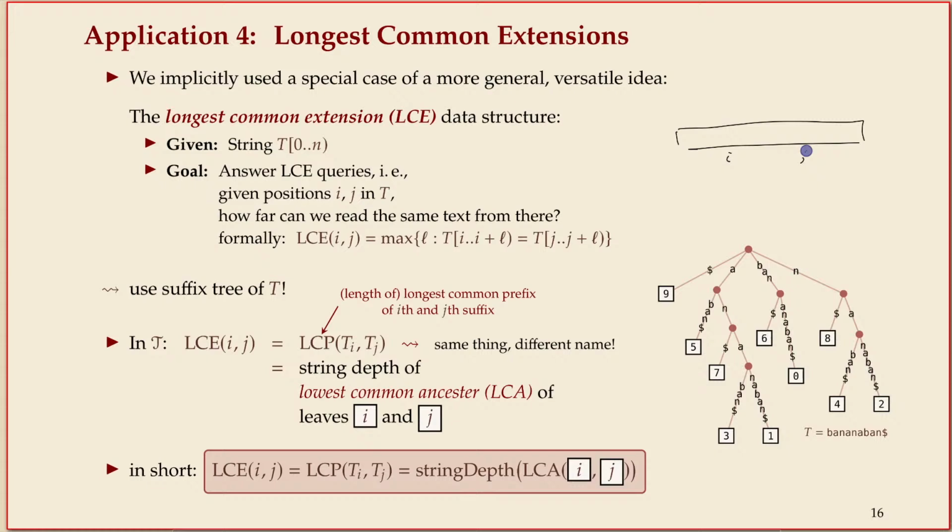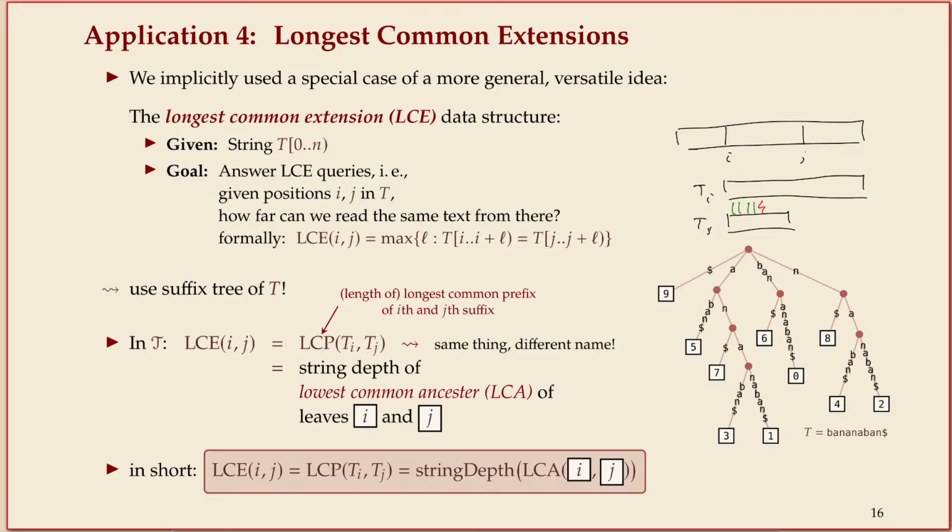So let me draw my favorite picture again. I can take this T_i, and I can take T_j, which starts here, and align it below T_i and T_j. And then I can ask how many characters here are equal before I get a mismatch. So these two things are the same, just a different name.